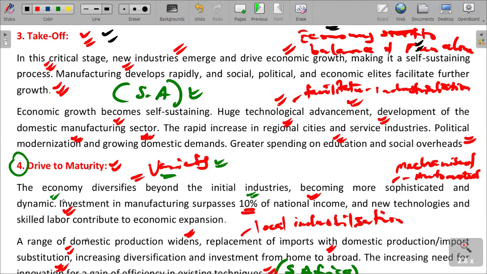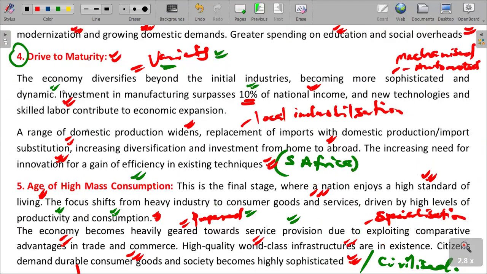Let's talk about stage number 4, drive to maturity. In the drive to maturity, the economy diversifies. The economy engages in a variety of activities beyond the initial industries and therefore becomes more mechanical, more automated, and very dynamic. So therefore, people are able to produce more.